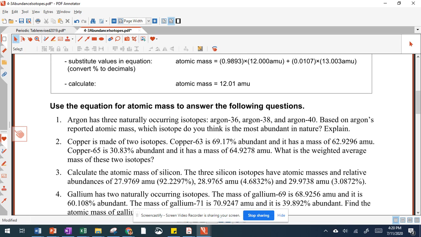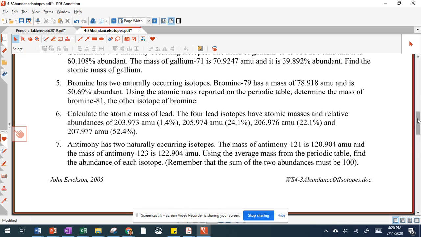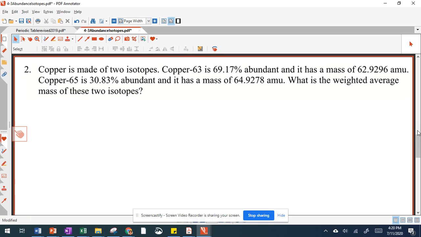For number 2, some students can be thrown off by the information, so I want to show you which part of it you will use in your calculations. I've copied number 2 on the next page, and if you look at it, they give you both the mass number and the mass for the different isotopes. What we're going to be using is the percent abundance and the mass that's listed in AMUs. The mass number is just some extra information. You do not have to use that. You are going to be using the information I've highlighted.